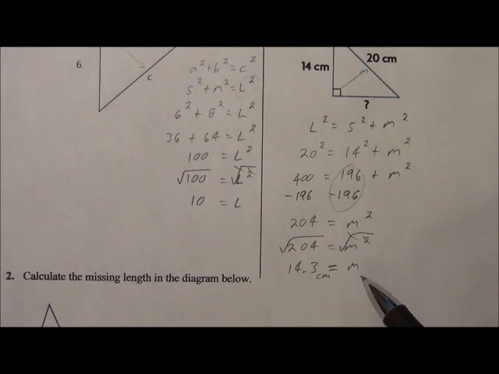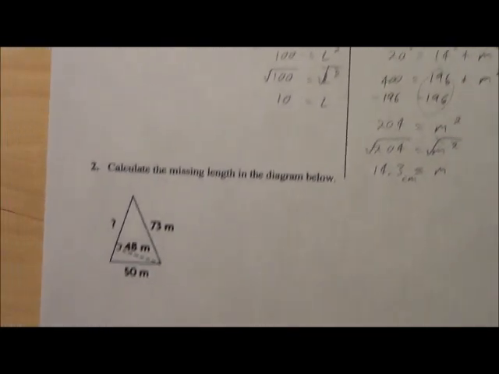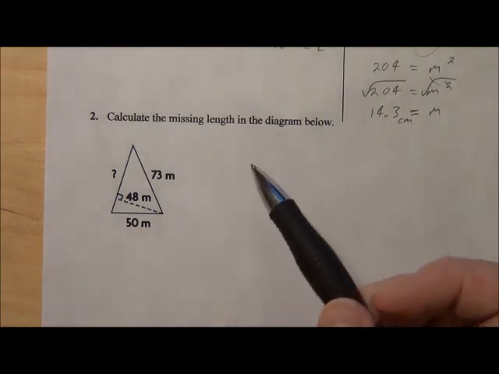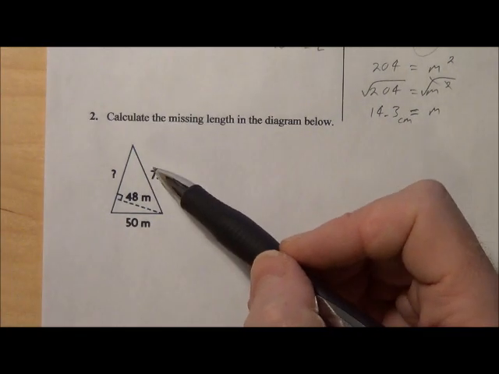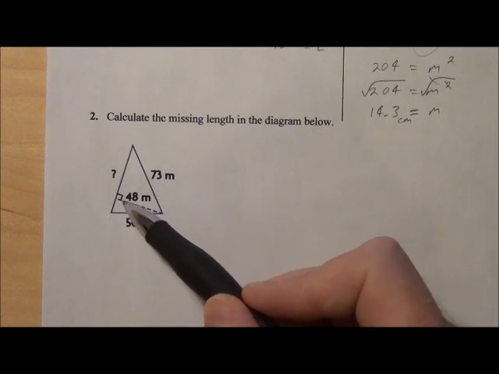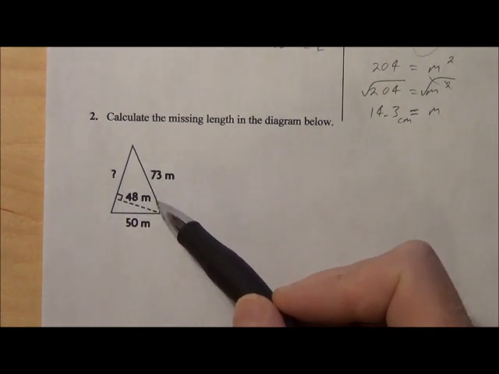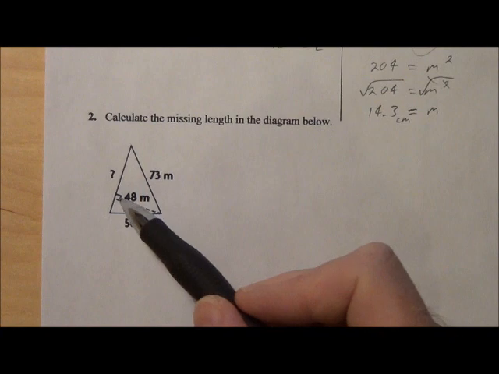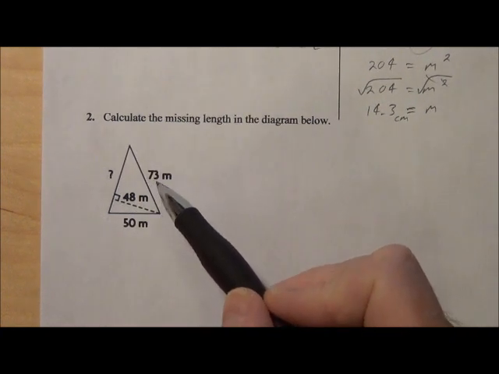So as it turns out, it is indeed the medium side. Okay, moving right along to example 2 now. We need to calculate this length. We see that we've got a right angle triangle here, formed using this leg of 48 and this hypotenuse of 73 meters.